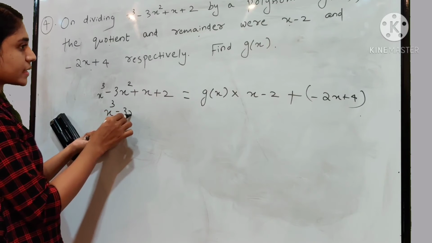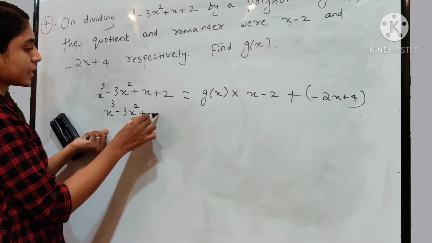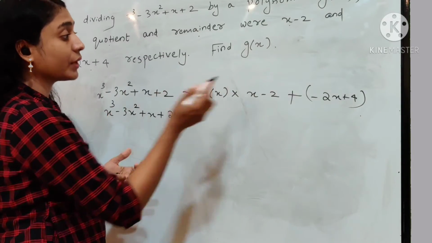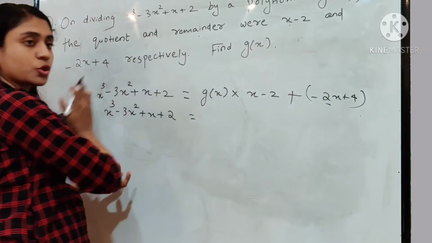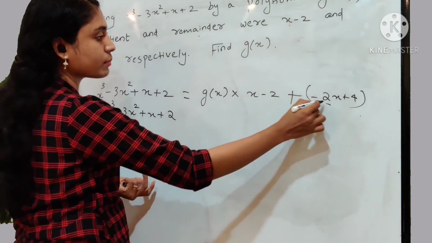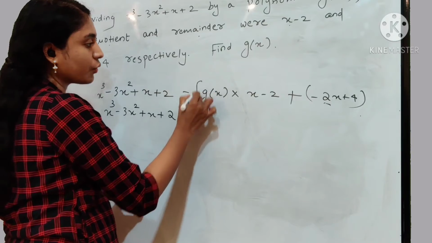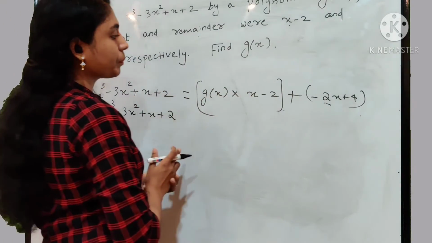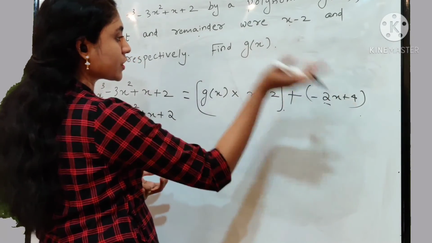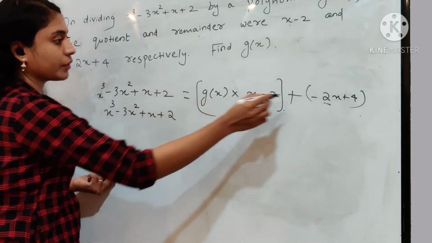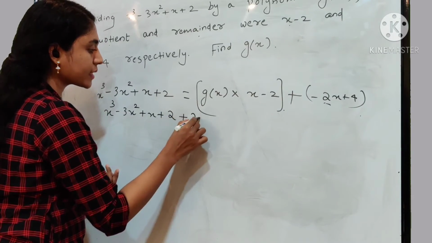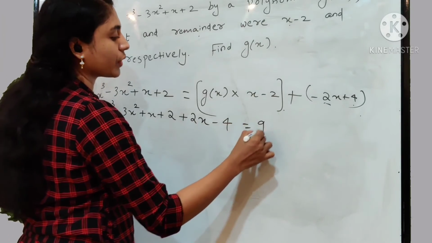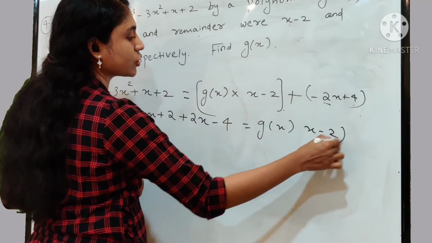Here x cube minus 3x square plus x plus 2 is equal to g of x into x minus 2. We can move this remainder term to the left hand side, right? Here we cannot move the other, because g of x into x minus 2 is one term, divisor into quotient. So perform minus 2x plus 4 to this side. What we will get: minus 2x becomes plus 2x and plus 4 becomes minus 4, which is equal to g of x into x minus 2.